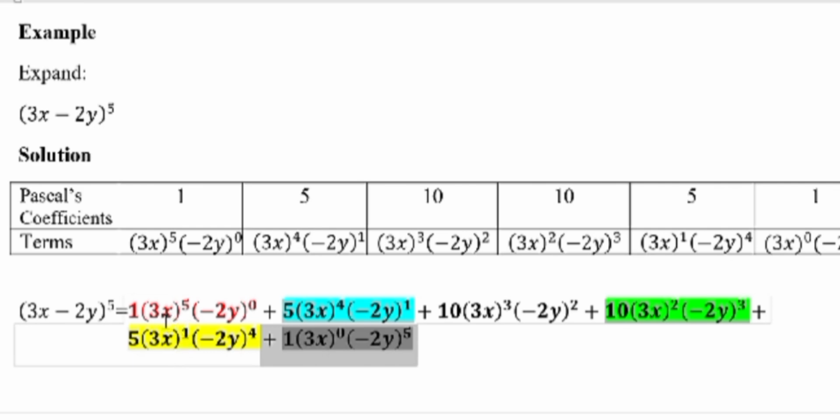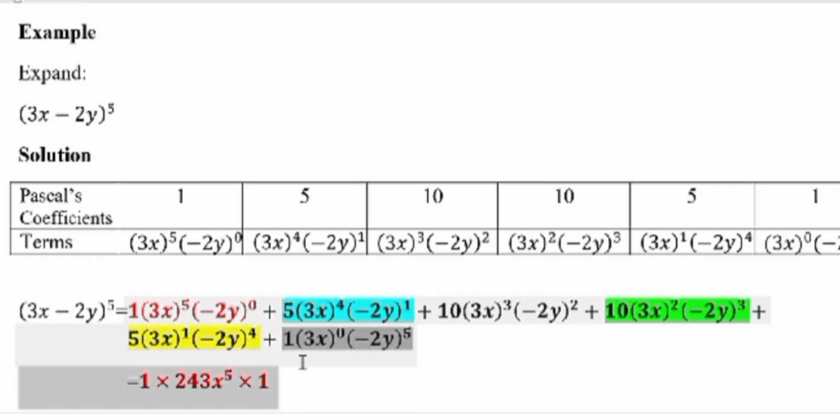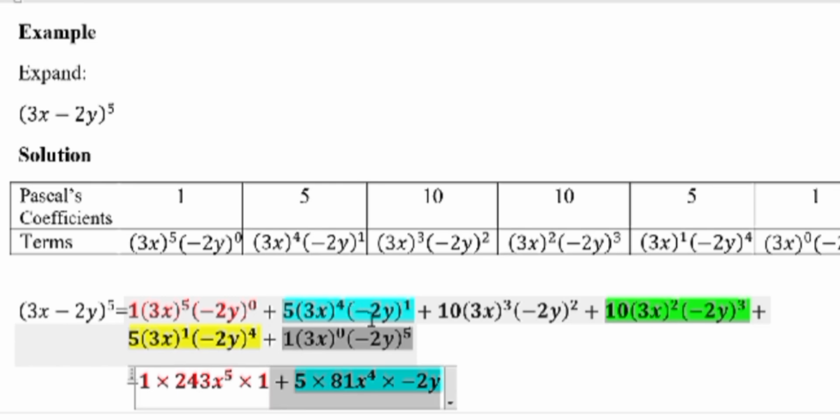We realize we have 3 raised to power 5, which we need to simplify. We have 3 raised to power 4 and such like so. That will simplify to 1 times 3 raised to power 5 gives us 243, then x raised to power 5, and then times 1, because anything raised to power 0 is 1. Then 5 times 3 raised to power 4 gives us 81, times negative 2 raised to power 1 is negative 2, then y raised to power 1 is y.